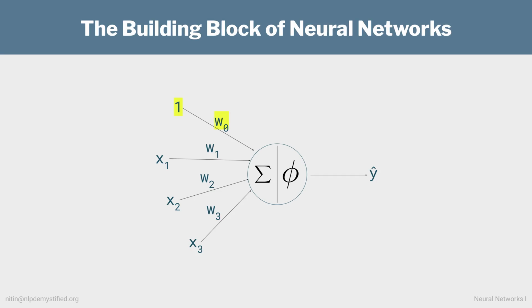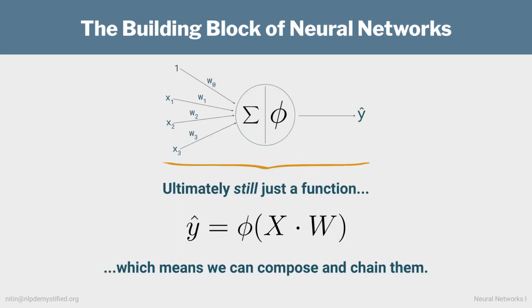The neural network would then learn w sub 0 as its bias, and it works out to be the same thing. I prefer this approach as it makes everything cleaner. Now what we have here is still ultimately just a function. The result y hat is just an application of some activation to a dot product between features and weight.